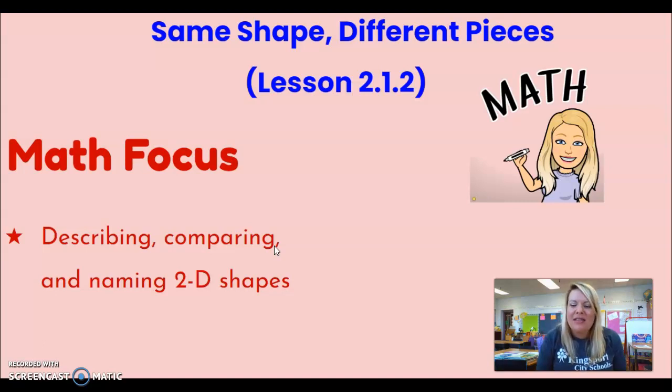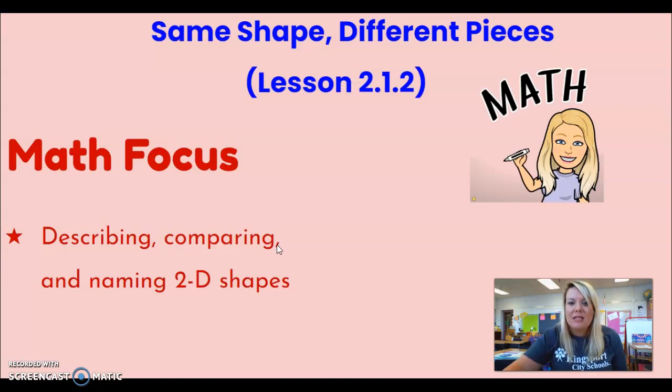We're still on the same lesson, same shape, different pieces, but for this part, our focus is going to be about describing, comparing, and naming 2D shapes. Now, remember, 2D shapes are shapes that are flat. They're shapes that you can draw on your pieces of paper, shapes that you see on paper.